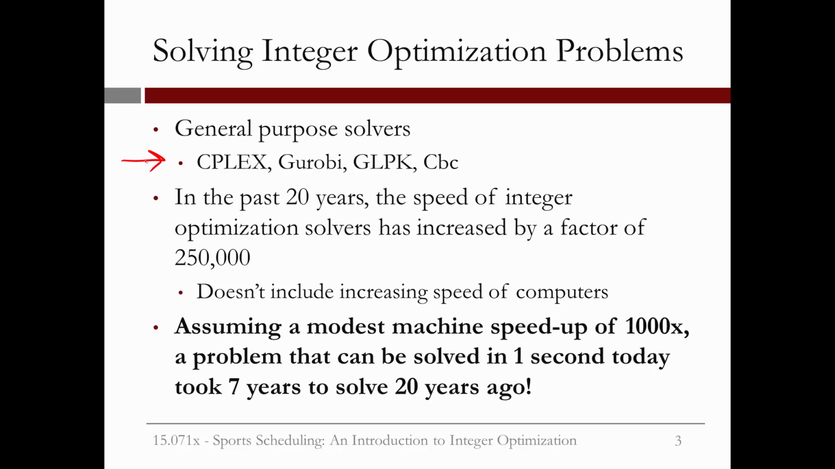And in the past 20 years, the speed of integer optimization solvers has increased by a factor of 250,000, which doesn't even include the increasing speed of computers. Assuming a modest machine speedup of 1,000, this means that a problem that can be solved in 1 second today took 7 years to solve 20 years ago. Because of this increase in speed, we're able to solve much larger and more complicated optimization problems today than just a few years ago.